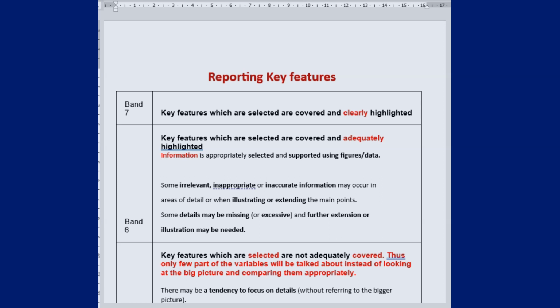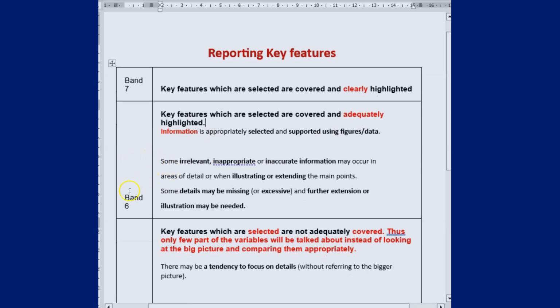Okay, so all these things have been clearly done with good illustration and data covered. So that is what will help you to get a very good score in your key features part. All right, when it comes to the task achievement.